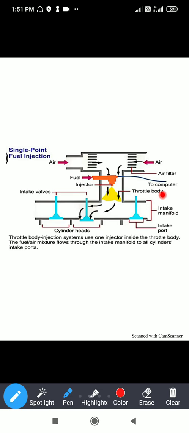Only over here the single fuel injector is used, okay. So this is the difference between the multi point and the single point fuel injectors, okay.